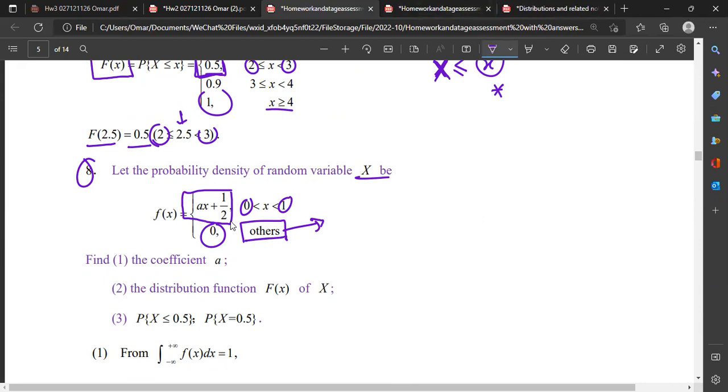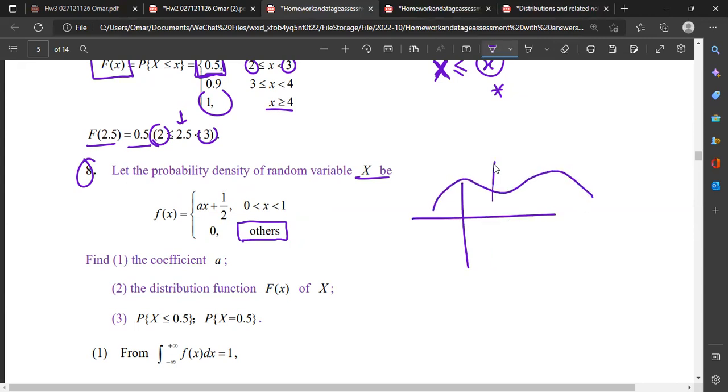Okay, so when you see something like this, like others, that means it is a continuous random variable. So here we have to find the coefficient A. For a continuous random variable, we need to calculate the integration, okay? Because when we try to find some area, for example this area, we have to integrate this part, right? So that's why in continuous random variable we calculate integral.